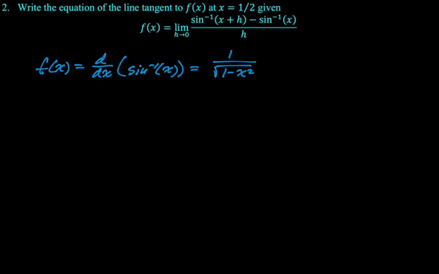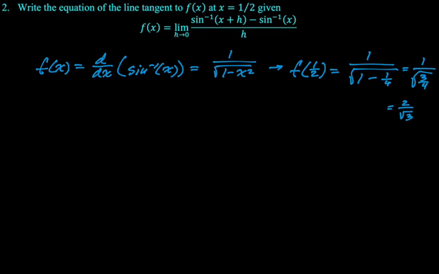Okay, I'm going to find f of 1/2 now because I'm trying to write a tangent line. So f of 1/2 is going to be 1 over the square root of 1 minus 1/4, which is 1 over the square root of 3/4. The square root of 3/4 is square root of 3 divided by 2. So we have 1 over the square root of 3 over 2, which is 2 over the square root of 3. Now we have to find f prime.